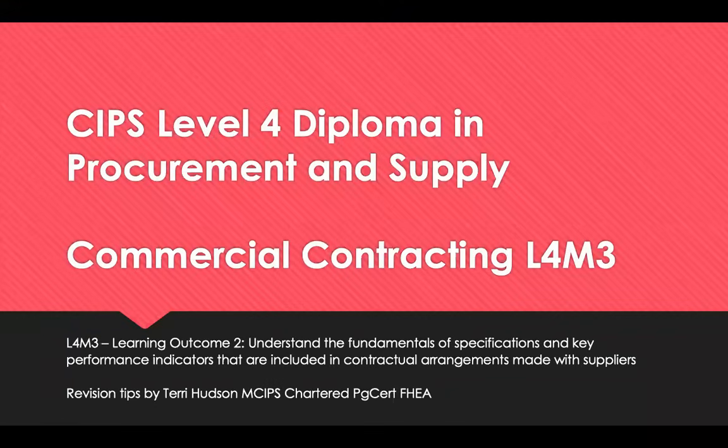Hello and welcome to revision tips for CIPS Level 4 Diploma in Procurement and Supply, Module 3 Commercial Contracting and Learning Outcome 2, which is to understand the fundamentals of specifications and key performance indicators that are included in commercial contracts with suppliers. So first we're going to look at the content of specs and then we'll appraise the examples of different KPIs that you can use in contractual agreements.